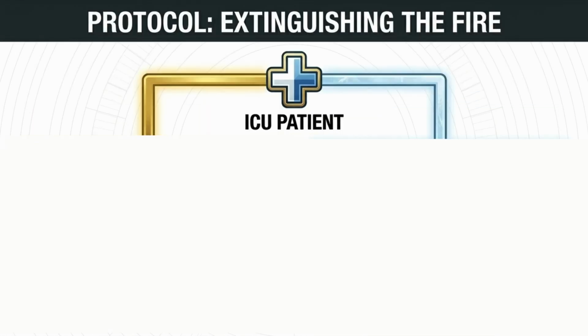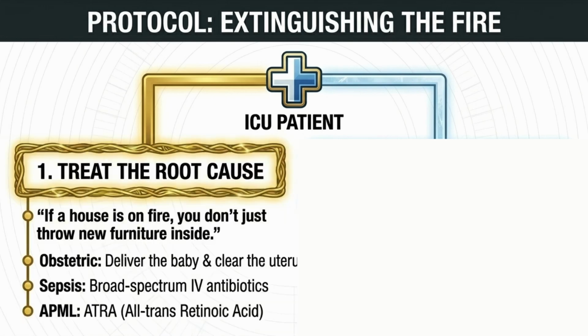How do we treat this ICU patient? What is the protocol for extinguishing this fire? Step 1. Treat the root cause. If a house is on fire, you don't just throw new furniture inside. If it's an obstetric complication, you must deliver the baby and clear the uterus. If it's sepsis, you administer broad spectrum IV antibiotics. If it's APML, you administer ATRA or all trans retinoic acid.